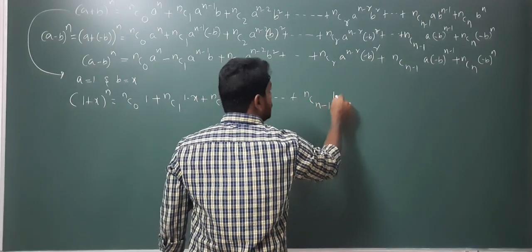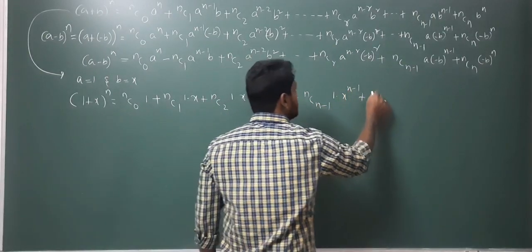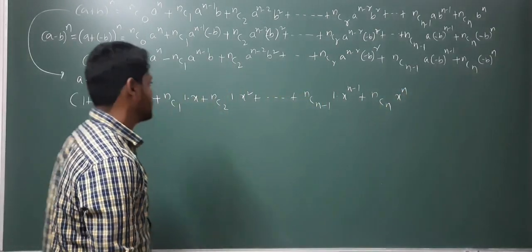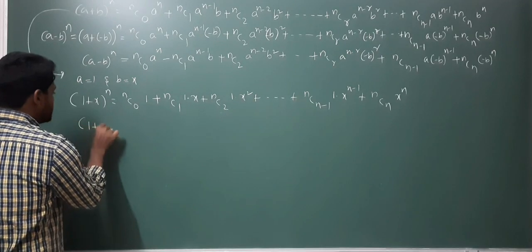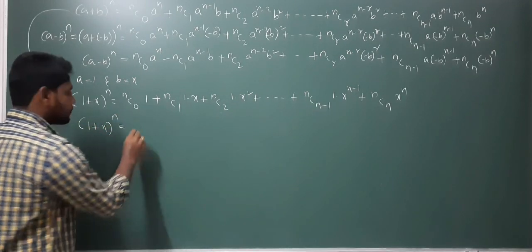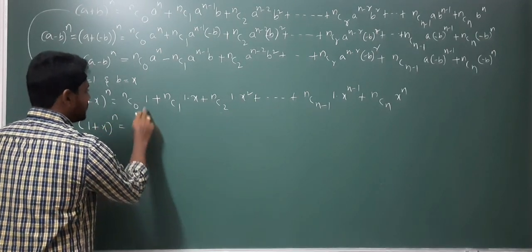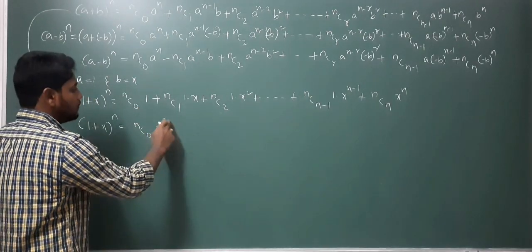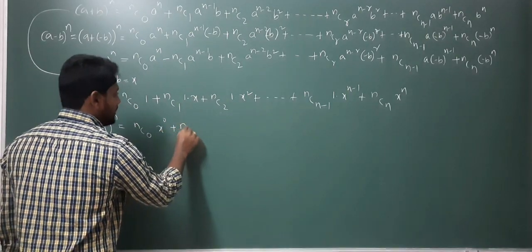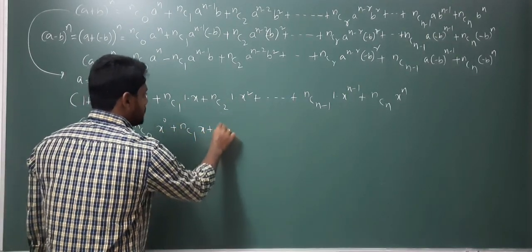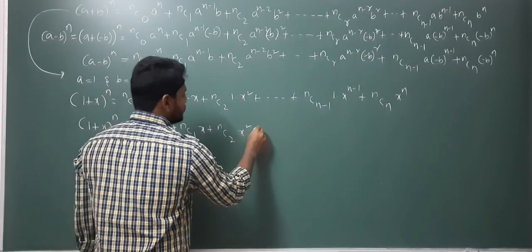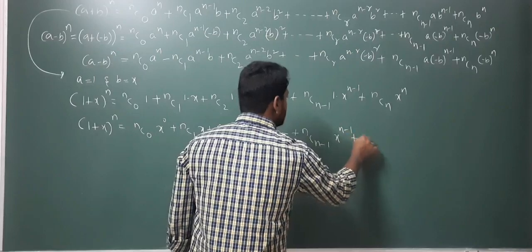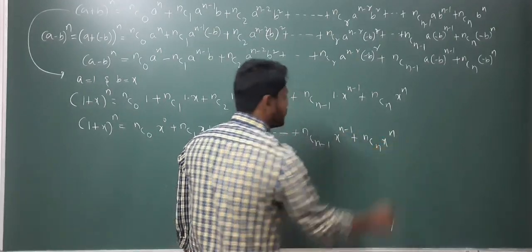NCn minus 1 into x power n minus 1 plus NCn x power n. In the place of b you need to substitute x. So this will become (1 plus x) whole power n is equal to NC0, that 1 I will write as x power 0, since anything power 0 is equal to 1, plus NC1 x plus NC2 x square, plus so on, NCn minus 1 into x power n minus 1 plus NCn into x power n.